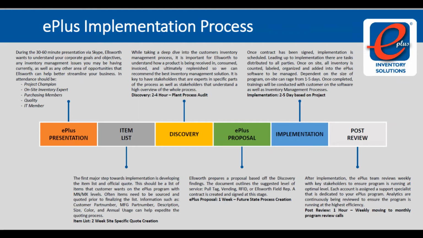Once we have solidified that item list, we do what we call a discovery. And the discovery is really when the implementation team from the ePlus department comes on site, understands a little bit further in depth what the customer's goals are, but then they actually map out the current process as well as put together a proposal, which you see in that next step. The customer ultimately signs off on the proposal and agrees to how we are proposing to set up that program. And then lastly, we go on site and actually develop.